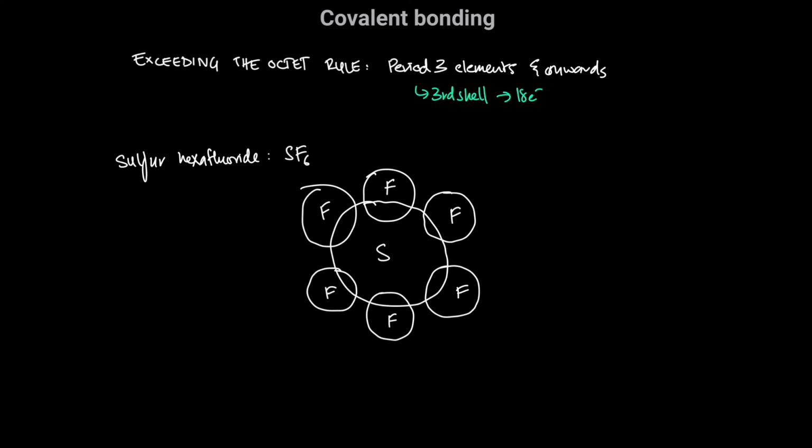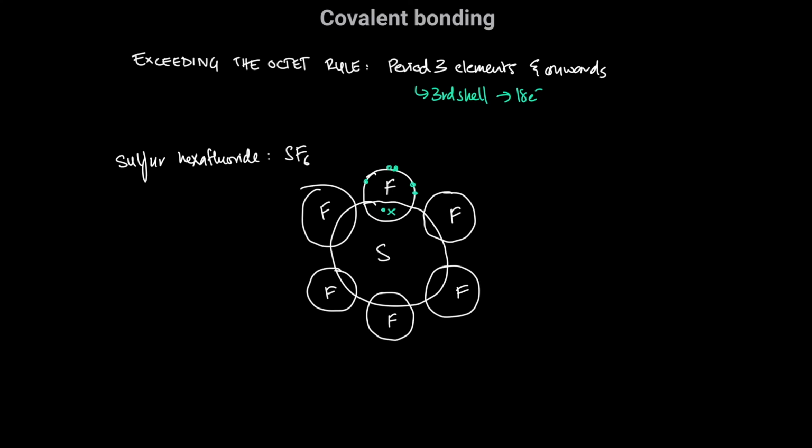Now sulfur has 6 valence electrons. It's in group 16. And fluorine is in group 17. Fluorine can't exceed the octet because it's in period 2, so it can only make a single bond. If it has 7 valence electrons, it can only make a single bond, and it now has 8 valence electrons.